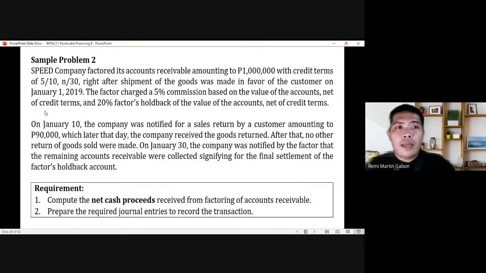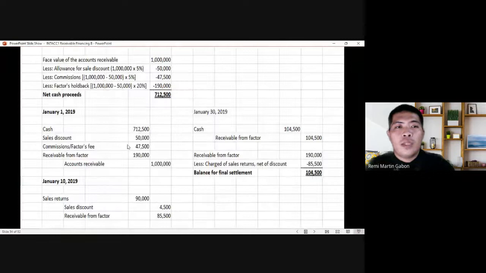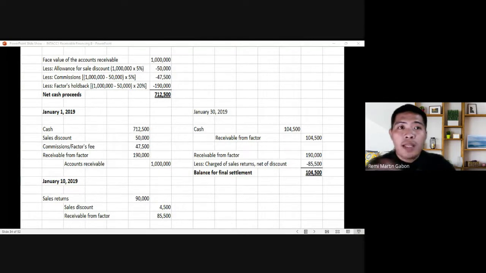Since the return was made on January 10, which is exactly 10 days from January 1, the original transaction, the recorded sales discount of 50,000 will be decreased by the equivalent amount of sales discount based on the returned goods at selling price. Sales returns are always at selling price. So sales return times 5%, we have 4,500. That's why we only credit receivable from factor 85,500.